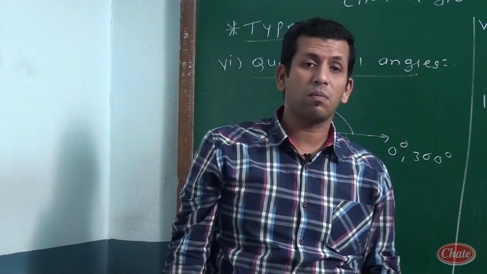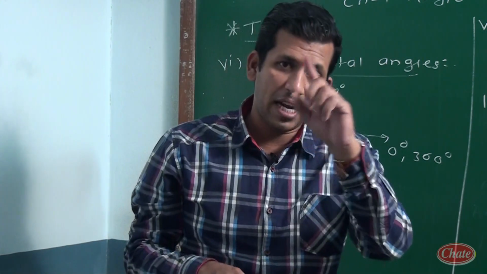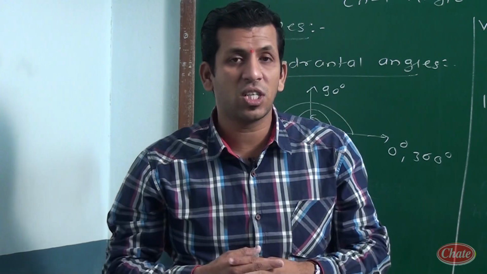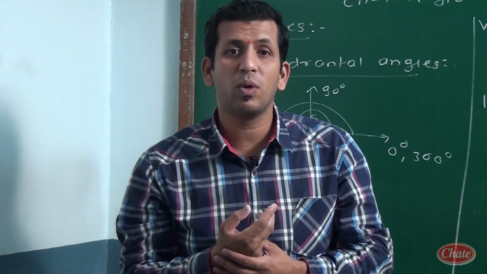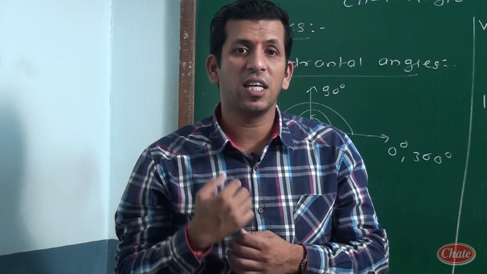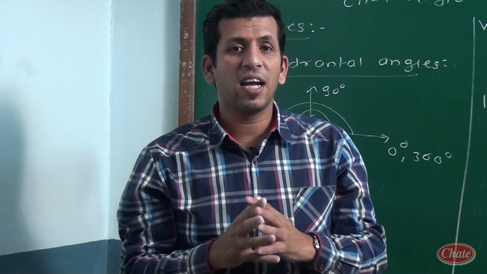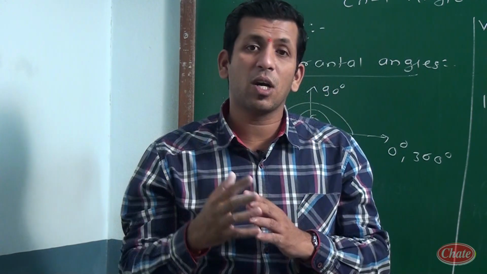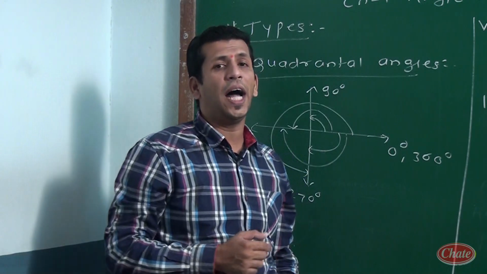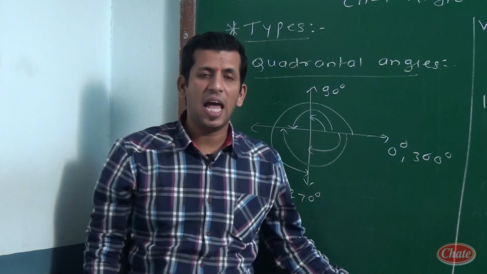Now as in type number 5 I told you, angle between 0 to 90 first quadrant, 90 to 180 second, 180 to 270 third, 270 to 360 fourth. Now you will face one problem: sir, 90 degree, 180 degree, 270 degree, 360 degree, these angles will be in which quadrant? The best option is to say that these angles are quadrantal angles.